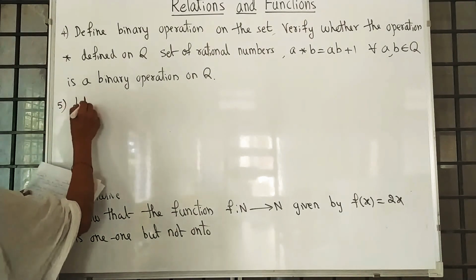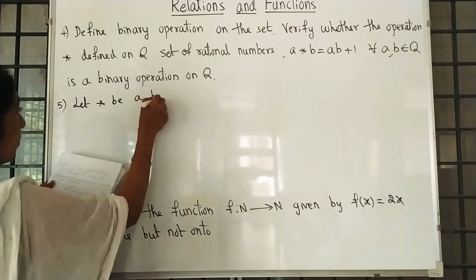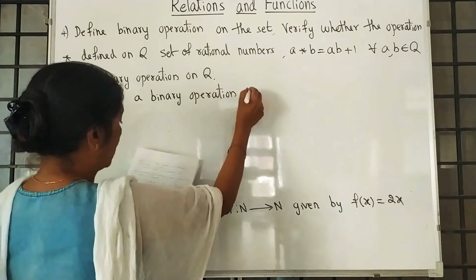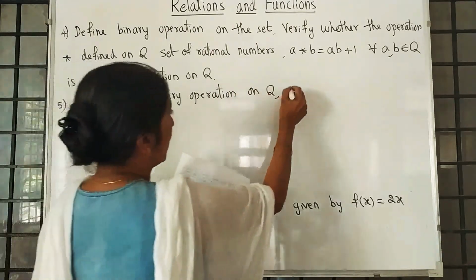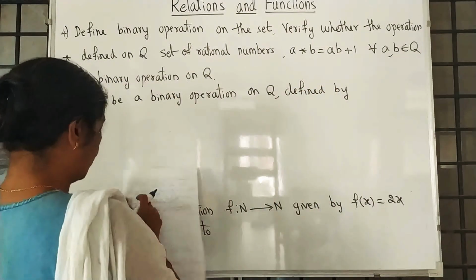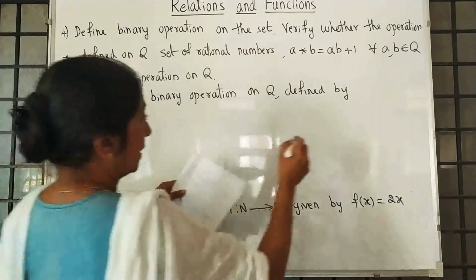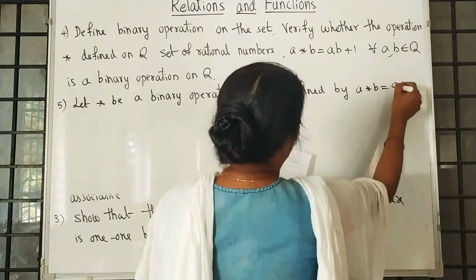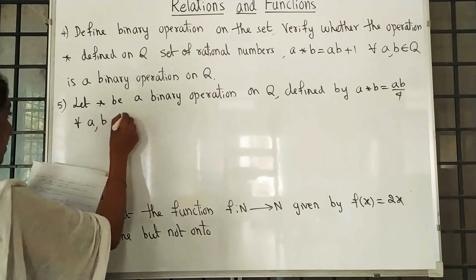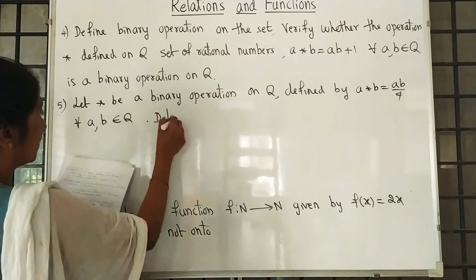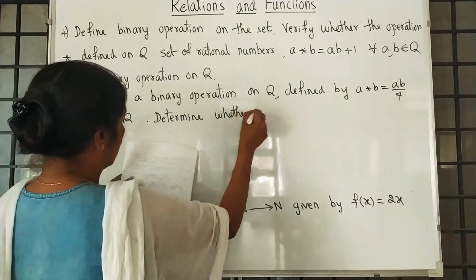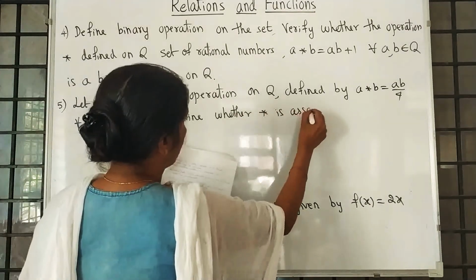Fifth one, let star be a binary operation on Q defined by A star B is equal to AB upon 4 for all A comma B belongs to Q. Determine whether star is associative or not.